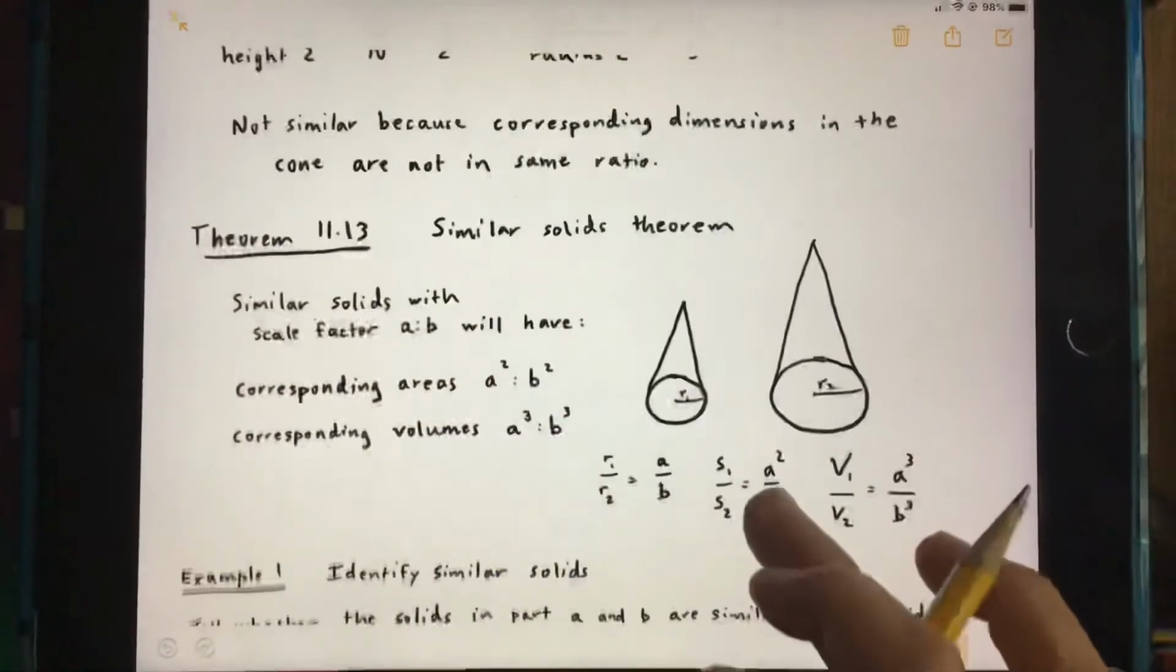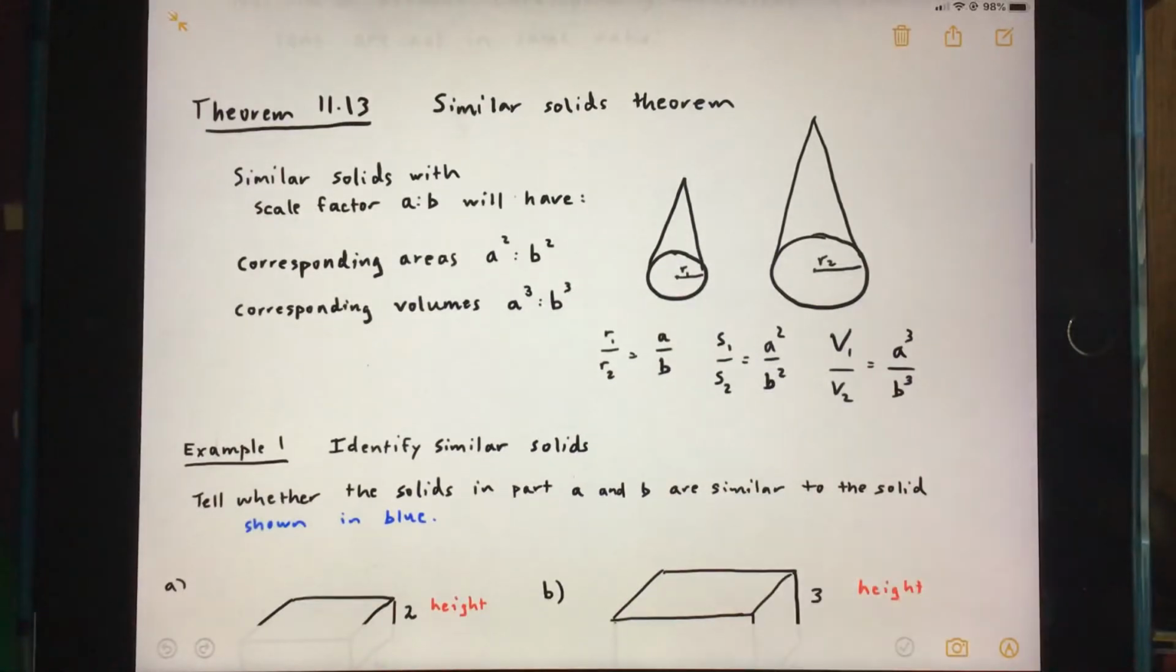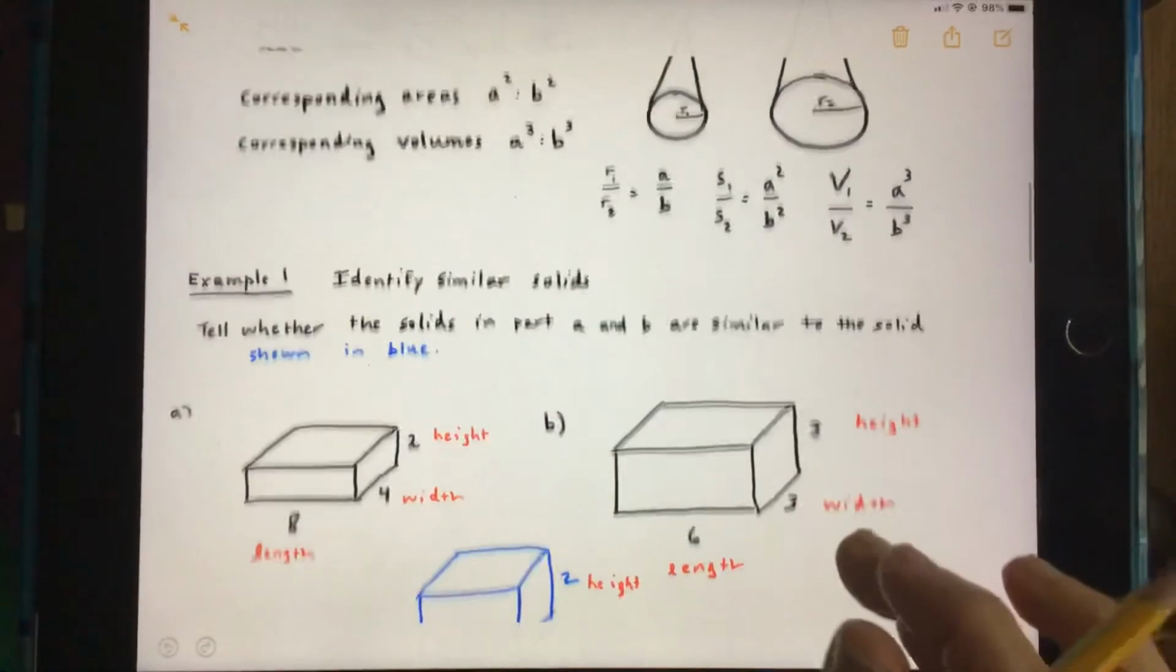All right, now we're going to move into the theorem that kind of sums up what we were just doing. The similar solids theorem says similar solids with a scale factor of a to b will have corresponding areas that compare a squared to b squared and corresponding volumes that compare a cubed to b cubed. And that makes sense because there will be two dimensions that will correspond and will be part of two different ratios when we are comparing areas, and volumes have three different dimensions. So we would expect a to the third compared to b to the third, since we are working with three dimensions. Okay, so let's go ahead and try a few examples to see how this all works.